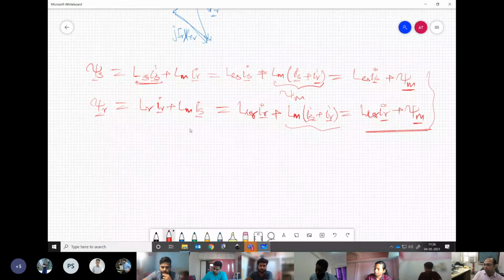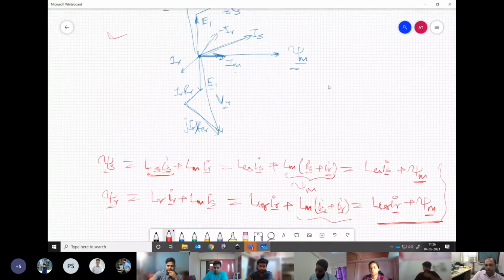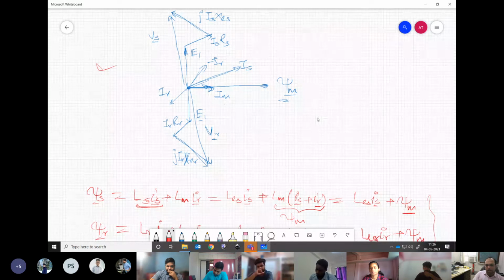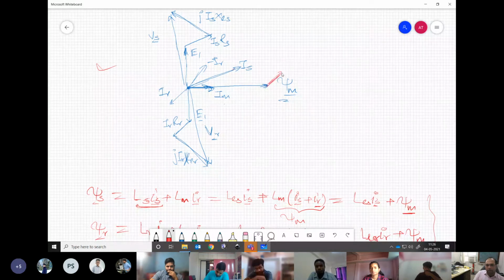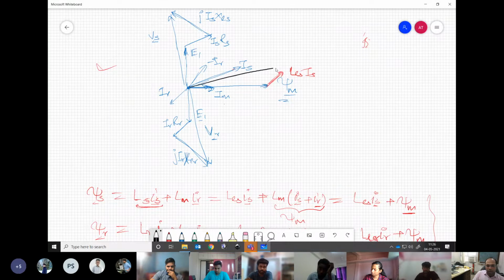You see where it is going? What it says is that your psi s is nothing but a component along IS getting added to psi m. So this is not J times something, but it is LLS IS getting added to your psi m. So this will be your psi s, this vector coming over here. Okay, let me redraw for clarity.